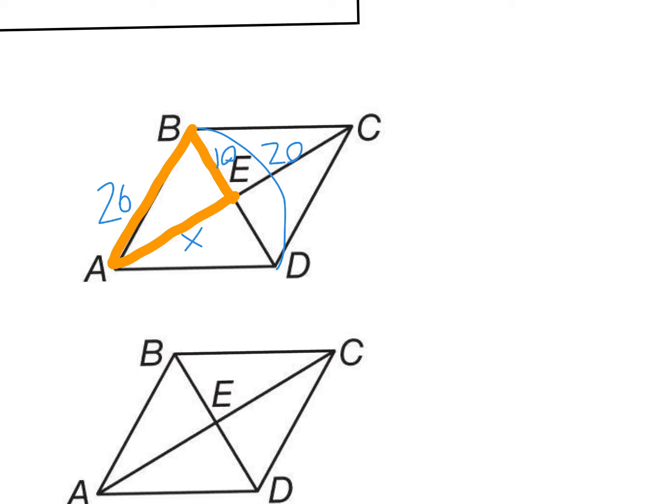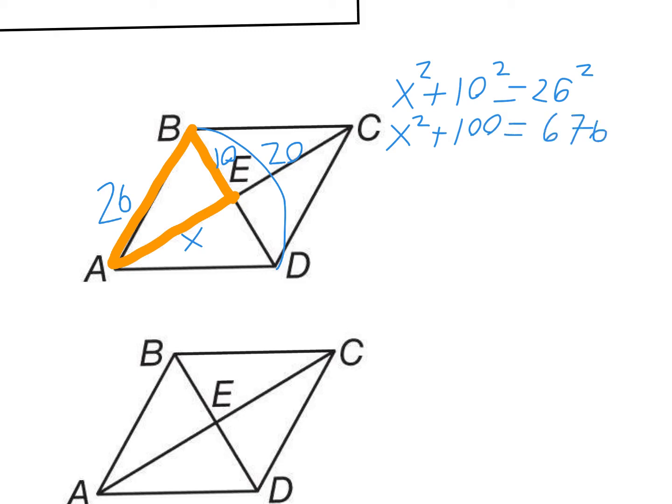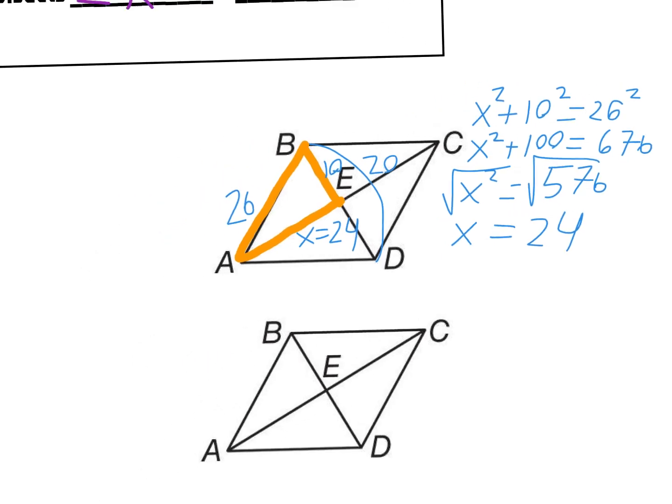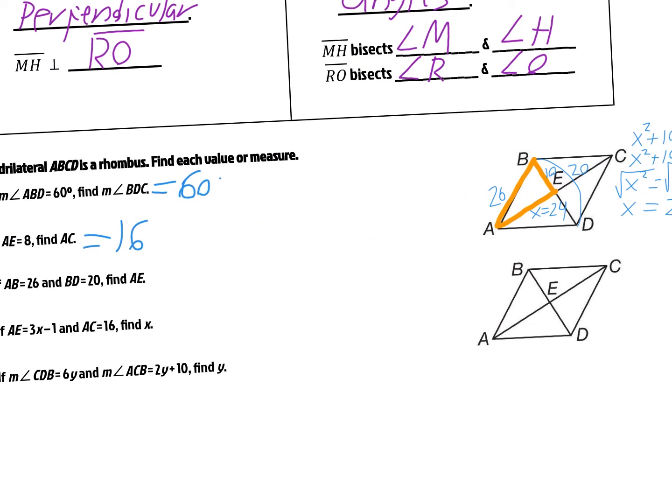So our equation would be x squared plus 10 squared is equal to 26 squared, or x squared plus 100 is equal to 676. Subtract 100 from both sides. X squared is equal to 576, which then means if we take the square roots of both sides, x is equal to 24. So AE, our missing side of that triangle, is going to be equal to 24.